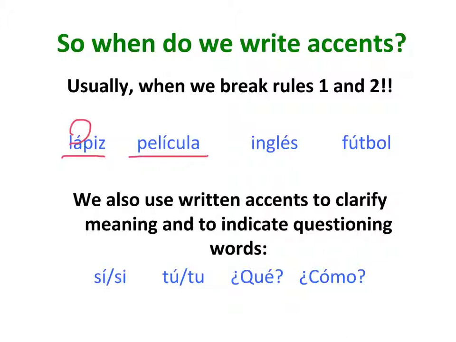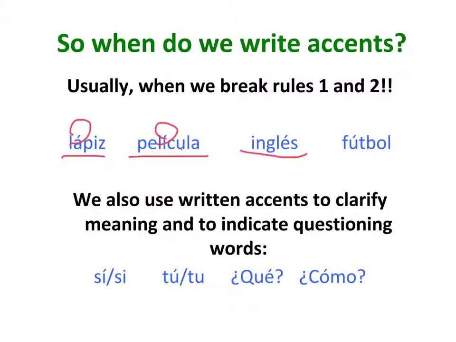Let's look at the word película. Película is a rule 1 word because it ends in a vowel. So if we followed rule 1, the stress should be on the second to last syllable, and we would say pelicula. But that's not what we say. We say película. Since we've broken rule 1, we have to write in the accent mark and write it as película.